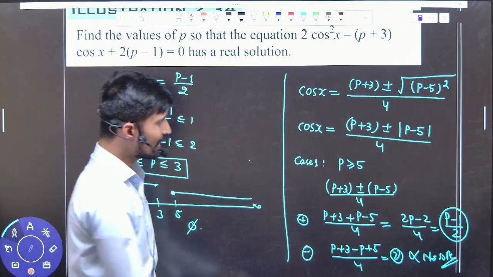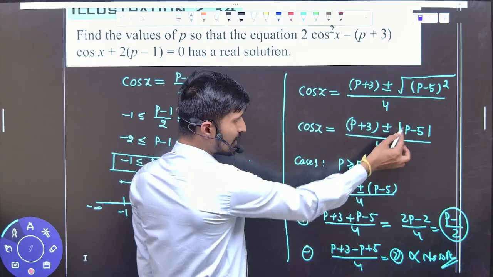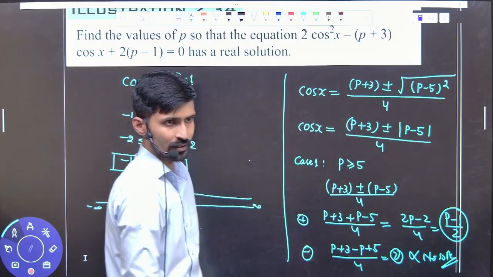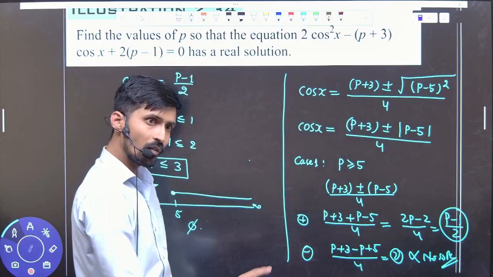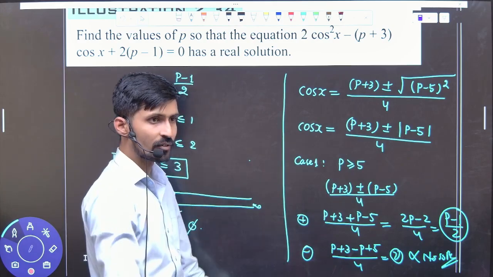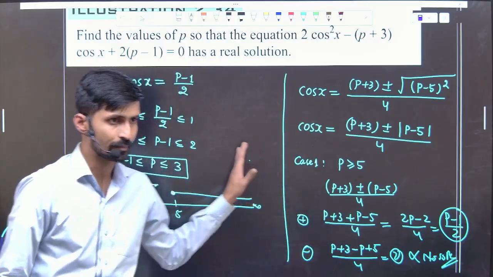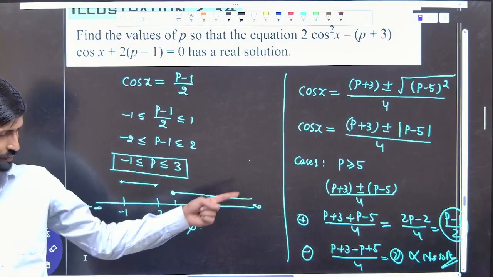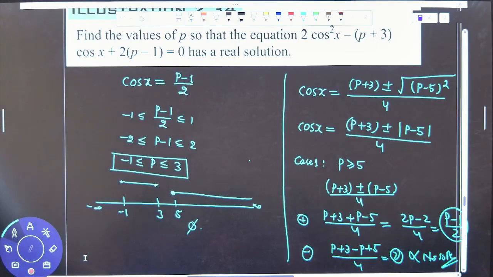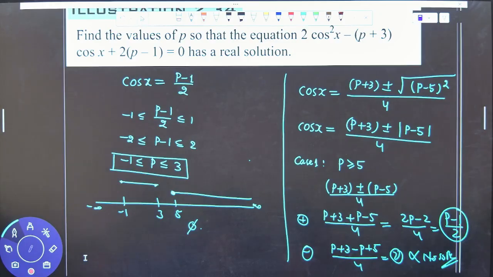So in this case, when p is greater than or equal to 5, we are getting no solution. Now we'll do the same thing for p less than or equal to 5. You solve and tell me the answer. All steps will be the same. Solve with confidence and tell me the answer. You can do it. I know you can do it. These are the only steps required.